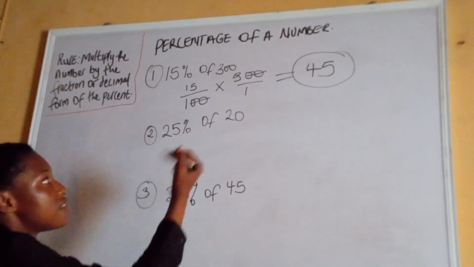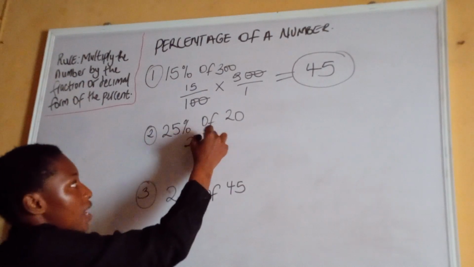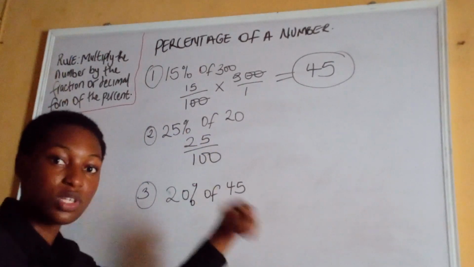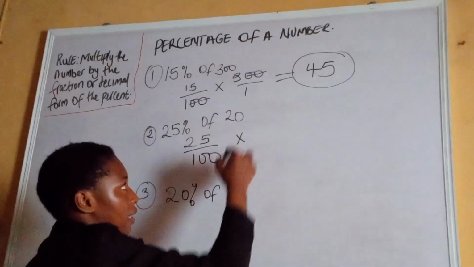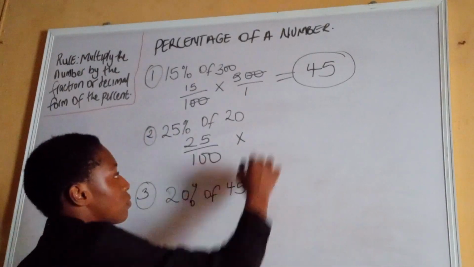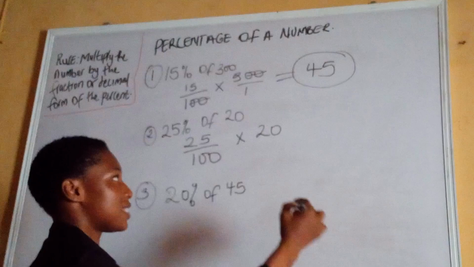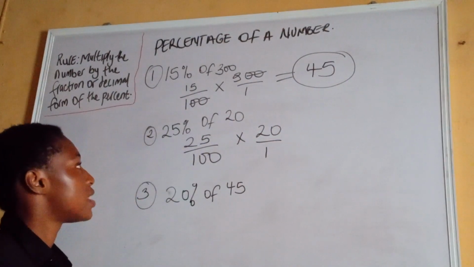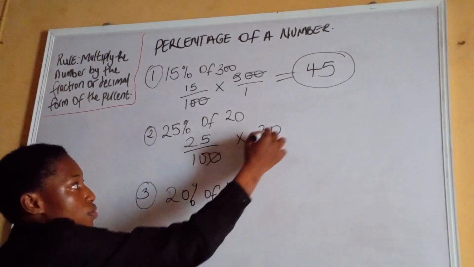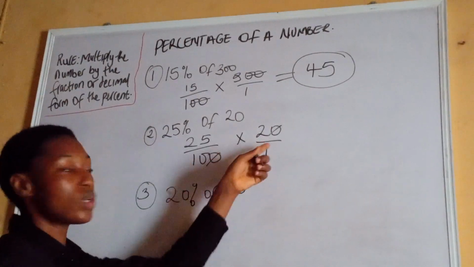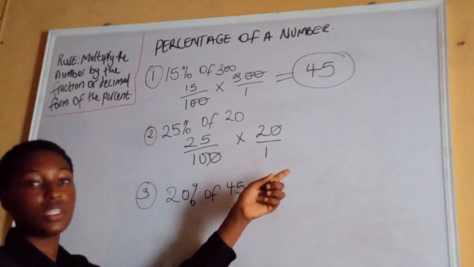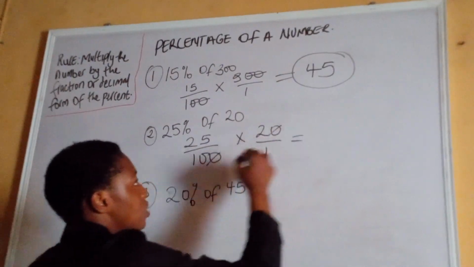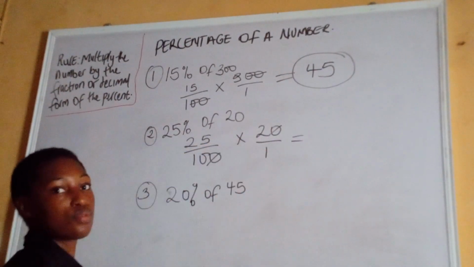Now, 25% is the same thing as 25 over 100, and "of" there means multiplication. So you multiply by 20, which is also the same thing as 20 over 1. Two things here: my zero here can cancel. 20 divided by 100 is what? 2 over 10. So zero can cancel zero there. I'm left with 25 times 2.